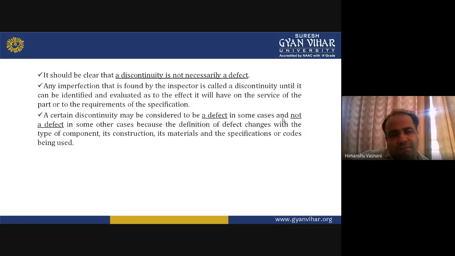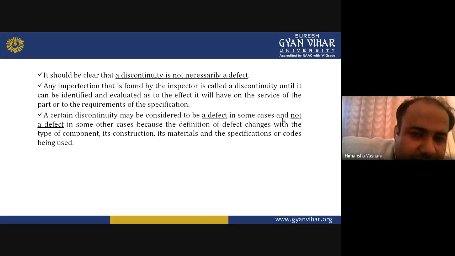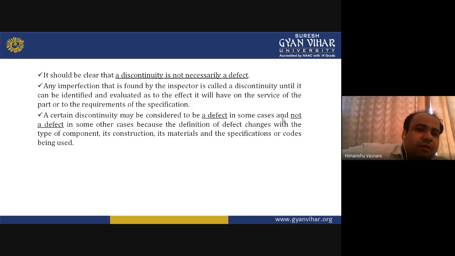There is a major link between discontinuity and defect that you should understand: a discontinuity is not necessarily a defect. A defect is rejectable, but a discontinuity is not necessarily a defect. Any imperfection found by the inspector is called a discontinuity until it is identified or evaluated as to the effect it will have on the service of the part according to the requirements of the inspection.